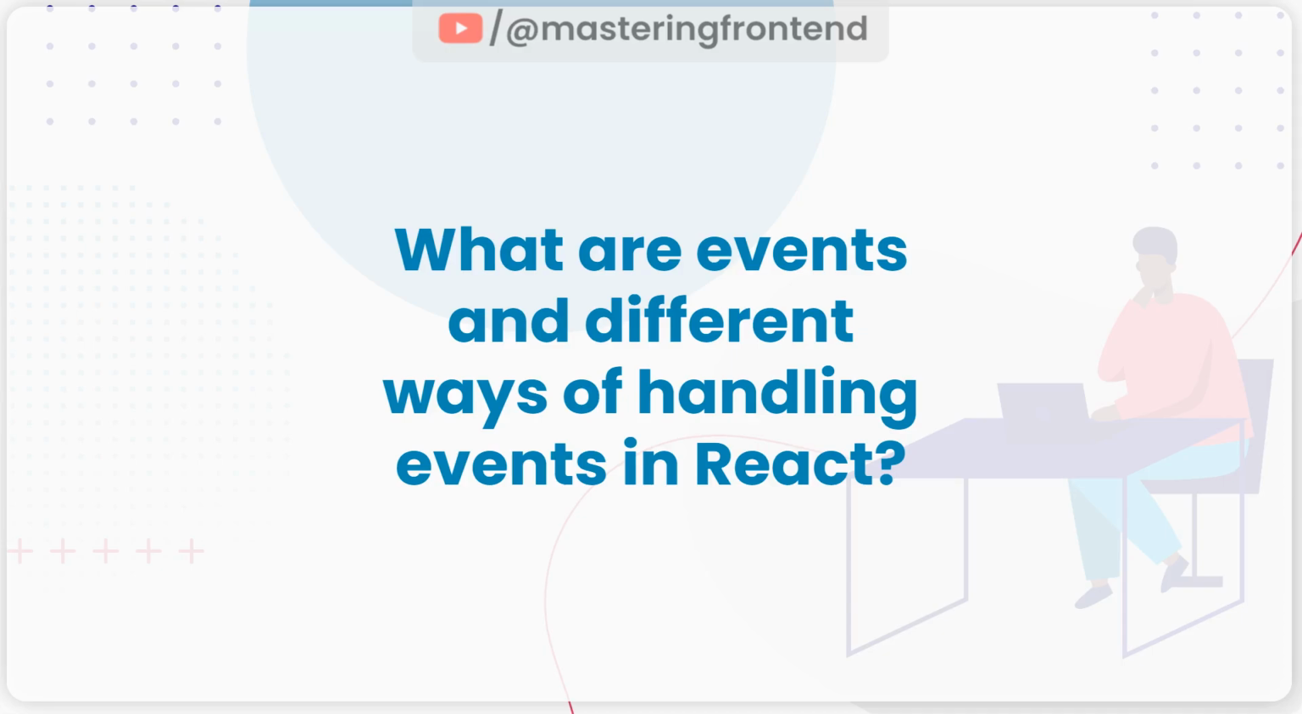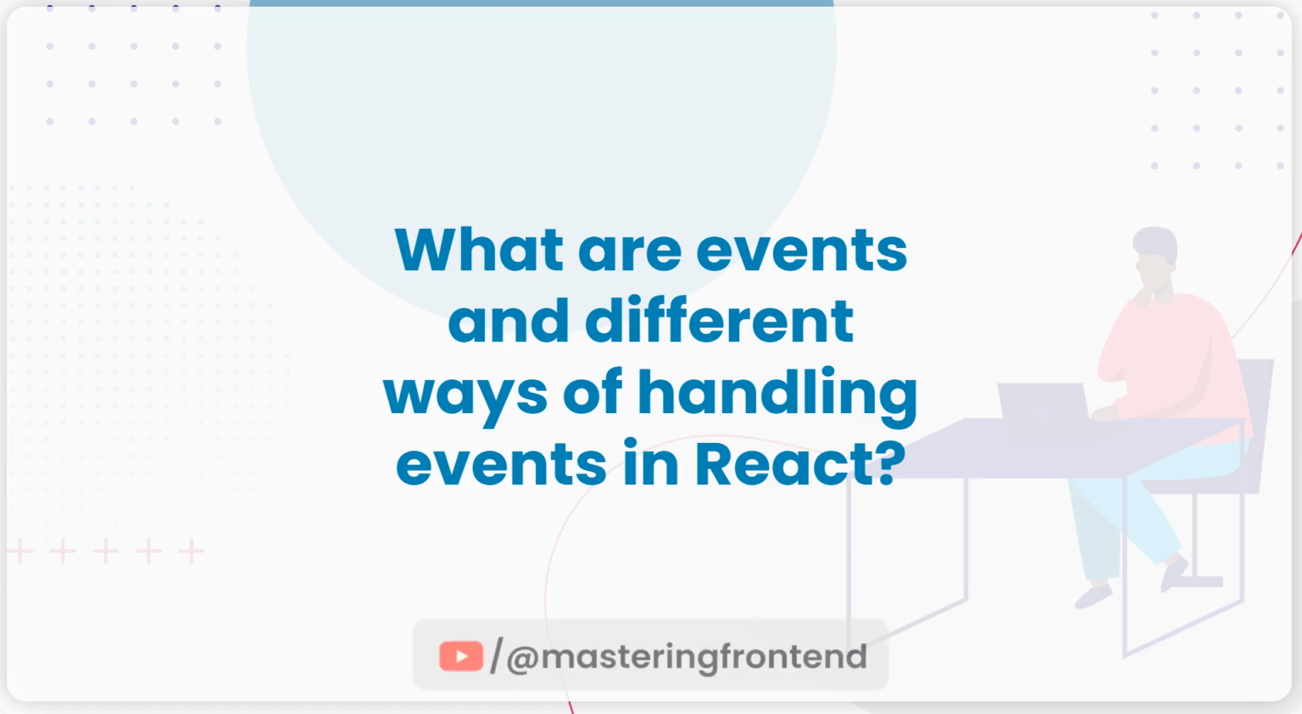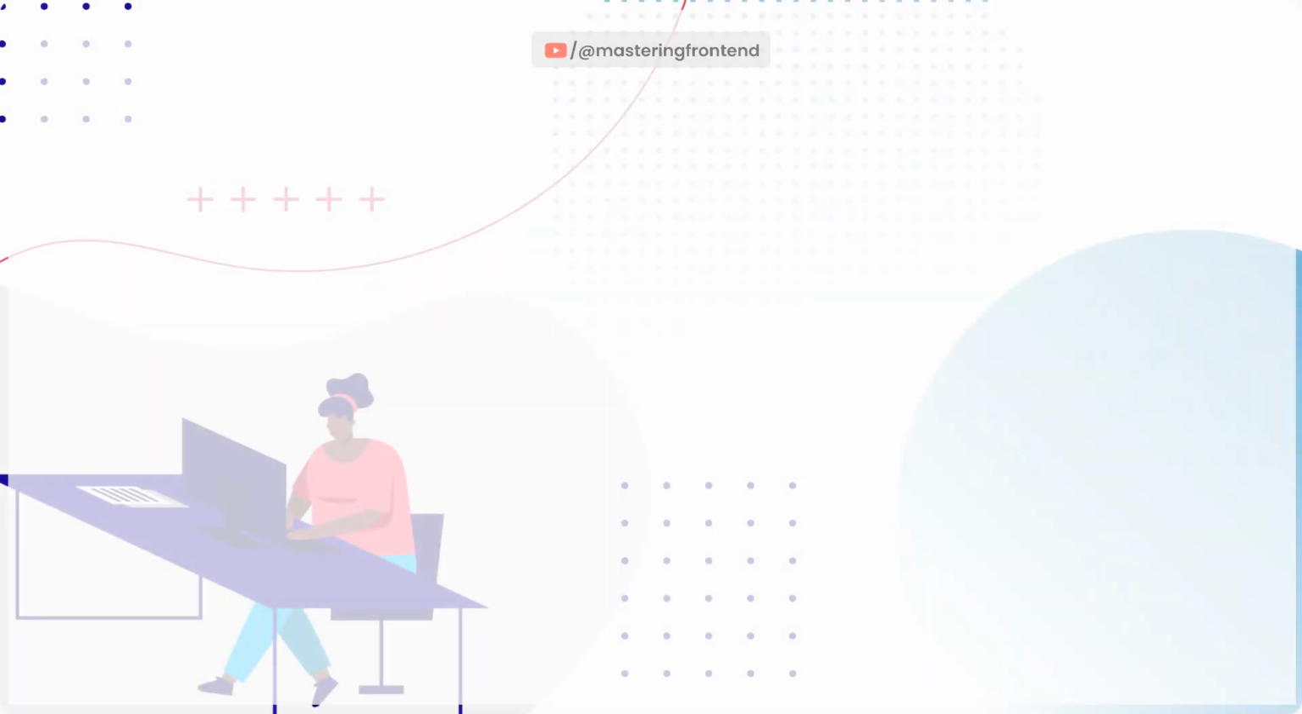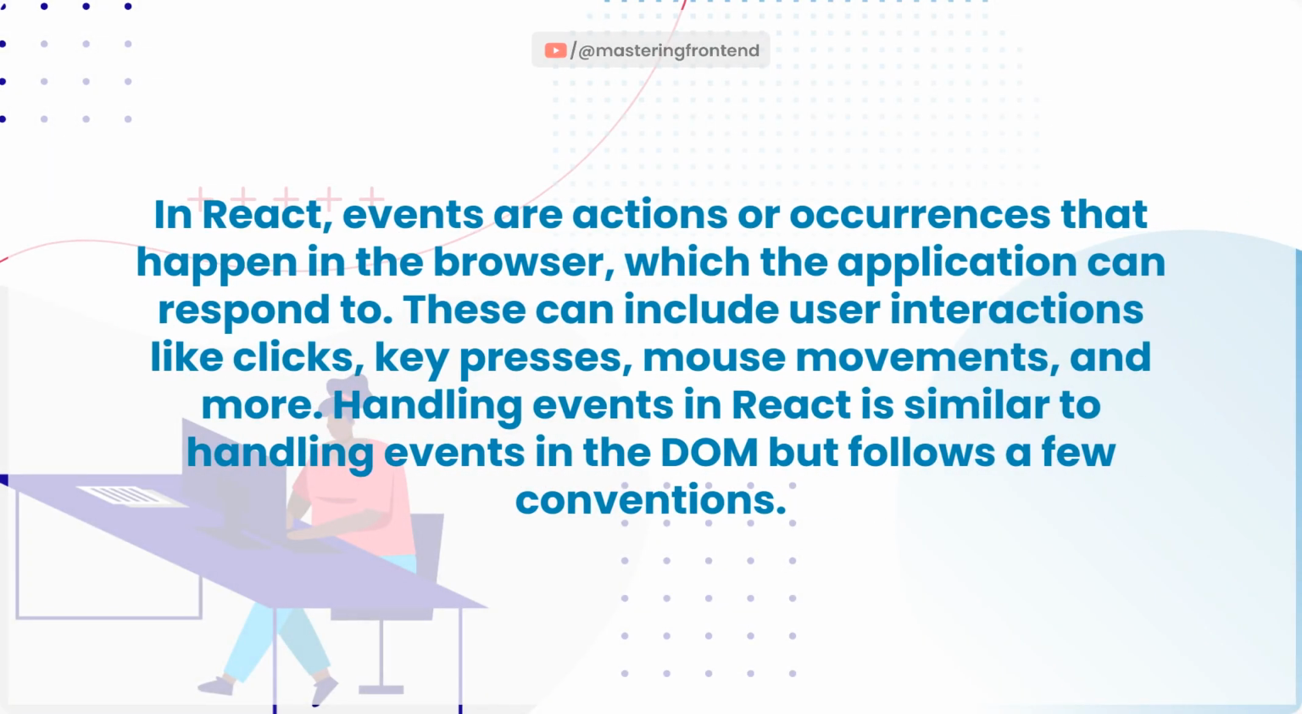In this video we will talk about what are events and different ways of handling events in React. In React, events are actions or occurrences that happen in the browser, which the application can respond to. These can include user interactions like clicks, key presses, mouse movements, and more. Handling events in React is similar to handling events in the DOM but follows a few conventions.